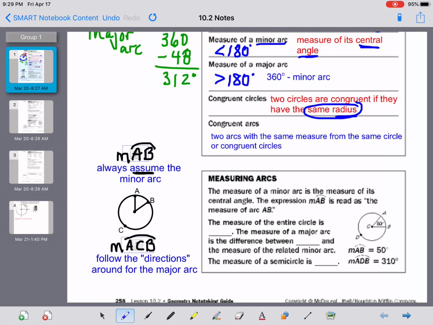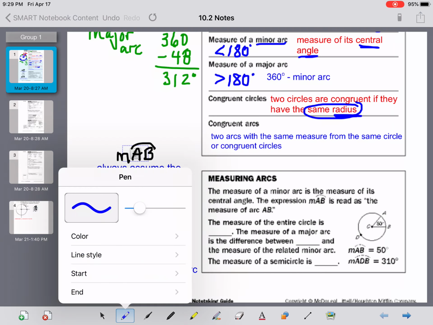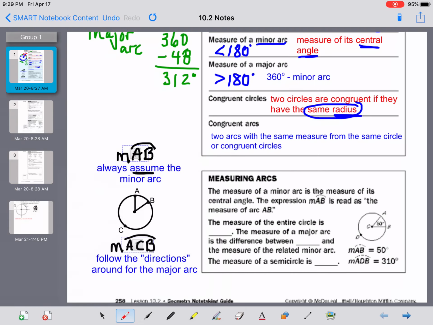So if you have circles that have the same radius, then they will be congruent circles. And then again, like I said, the congruent arcs we'll look at on page 3 of our notes. All right, down here at the bottom, talking about the measuring of arcs. We're going to kind of mix between what I have in the margin and what I have here in the box. The measure of a minor arc is the measure of its central angle, and I did say that up above when we did the definition.